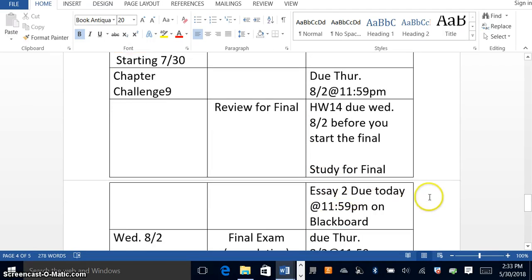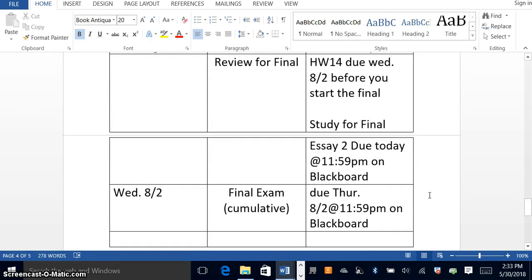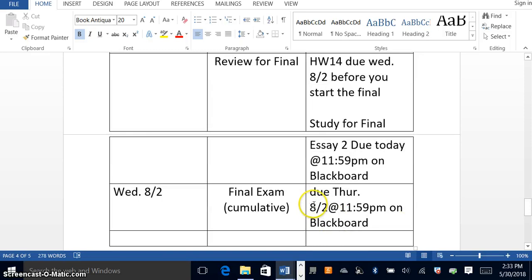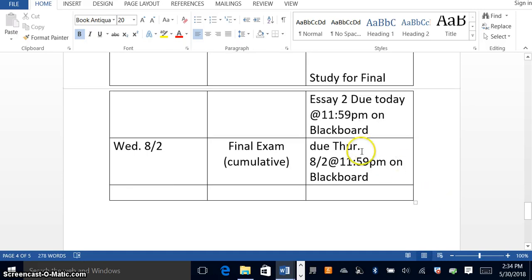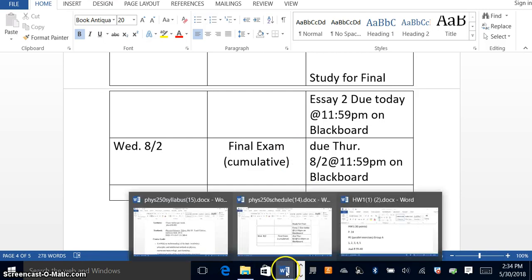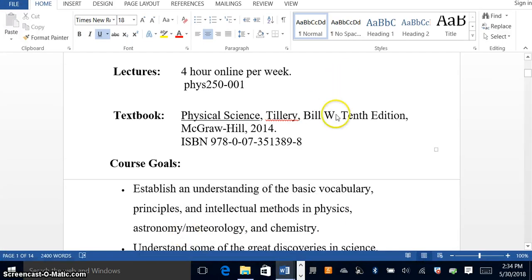Okay, so there's 2 essays. Like I said, I'll talk more about that. The final exam, you'll have more than just one day to do it, but the final exam will be due on the 2nd, the Thursday, which is the last day of class, or the end of the semester. All right, so that's the schedule. And here is the syllabus. Let's go over that in detail.